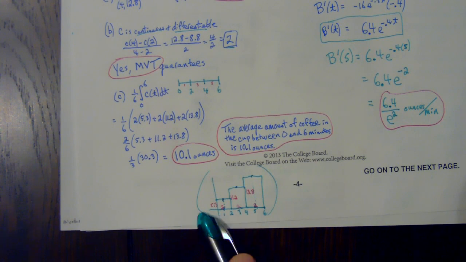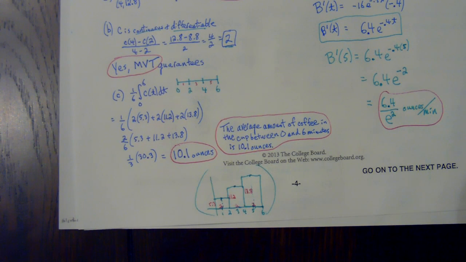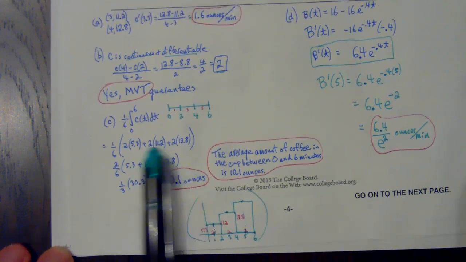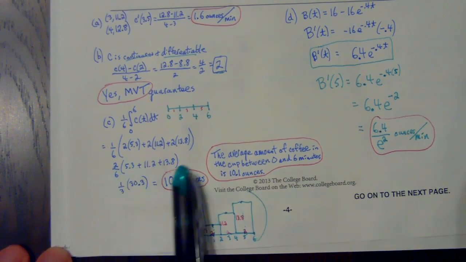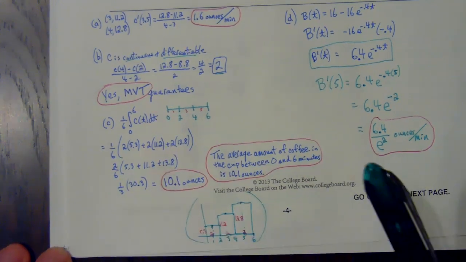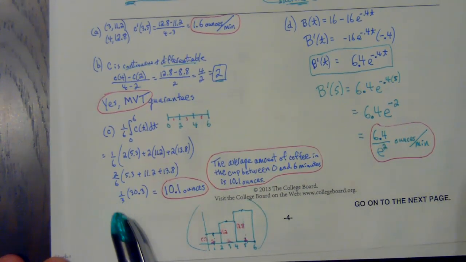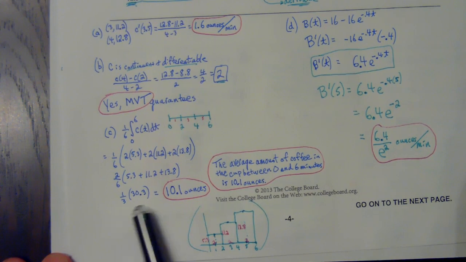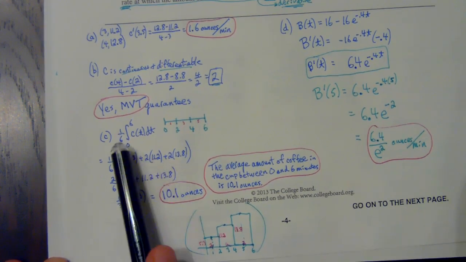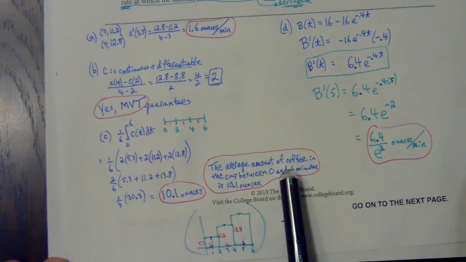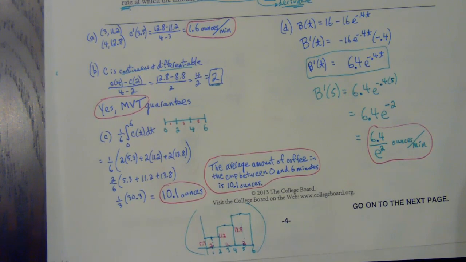And then it's just base times height, base times height, base times height. But without the calculator, I factor out a 2, and then just spend a little time doing your arithmetic carefully. If you need to go to the side and do the old school arithmetic and just write it down, carry the 1 over and stuff like that, go ahead and do so. But that was 30.3, so a third of that, 10.1 ounces. And we said with that 1/6 in front, that's the average amount of coffee in that cup between 0 and 6 minutes. The average amount is 10.1 ounces.